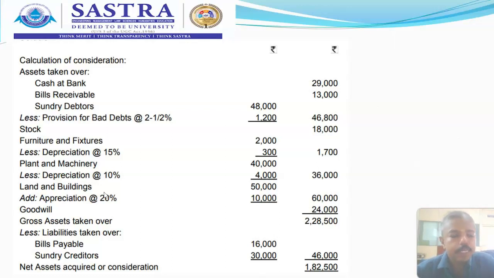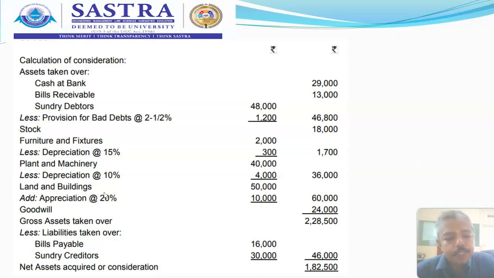Now let me take the sundry debtors. What are the provisions? They ask you to provide for bad debts at 2.5%. So the provision for bad debts comes to 2.5% of 48,000. Do all these workings, because if you use a mobile phone and calculate directly, we may make some error. So 1,200 rupees is the provision for bad debts. So sundry debtors come to 46,800.